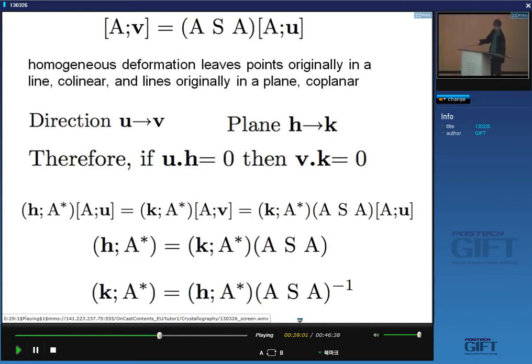And if I take the inverse of this, then I can write k a star is equal to h into asa to the minus 1. And now I have to use the symbol minus 1 because I can't reverse the basis symbols. Deformation is with respect to a single coordinate system. So this is just to show you how real space components transform due to the deformation and how reciprocal space components, plane normals, are affected by the deformation. This is the inverse of the deformation matrix.